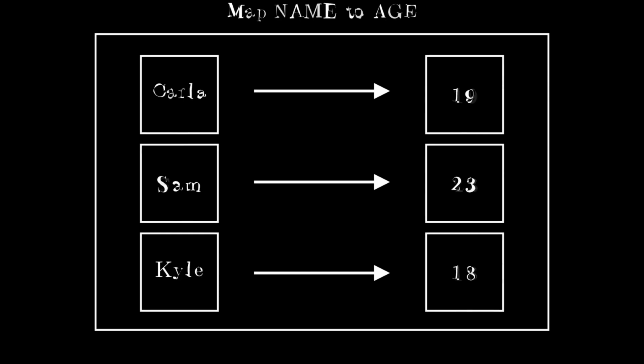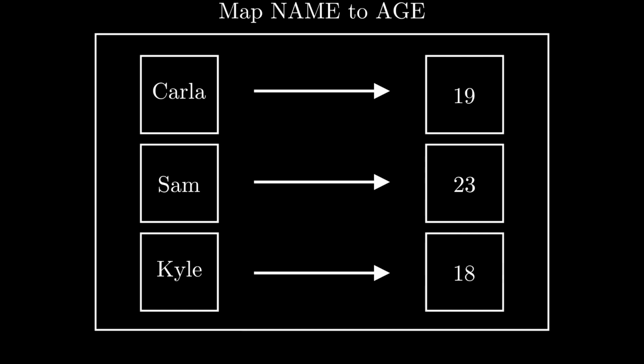For example, let's look at this hash map that maps a name to an age. In this case, name is the key and age is the value. If I were to ask my hash map, what is the age corresponding to the name Sam, it would return 23, and it would do it very quickly in O of 1 time.